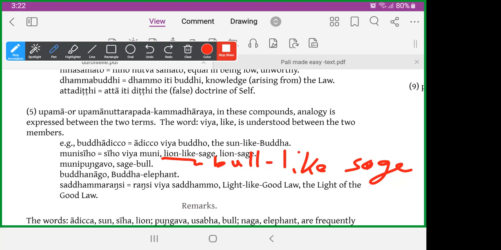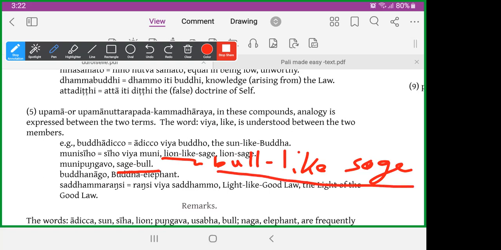So the lion is put in front. Muni Punggawa, why don't you put bull sage? You can use bull sage, but the meaning also depends on the English. If you write bull sage, can people understand or not? If you put sage bull, do people understand your English? Or I think maybe this bull like sage is more understandable.